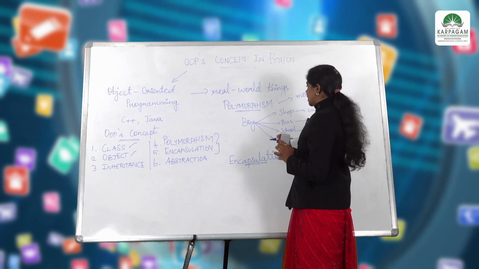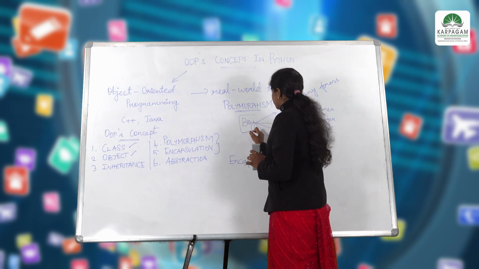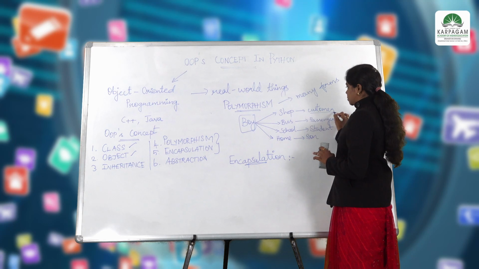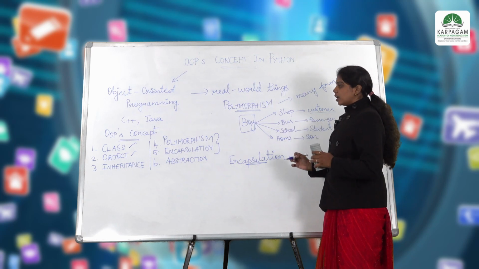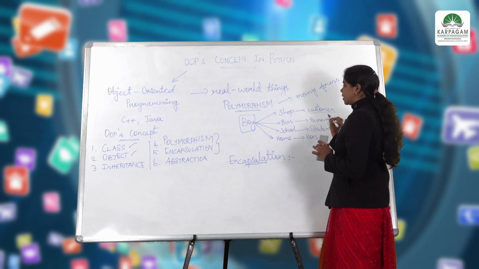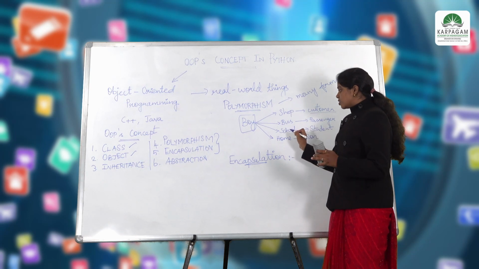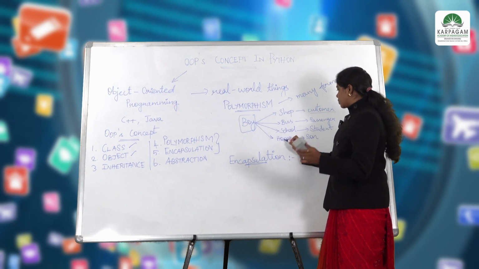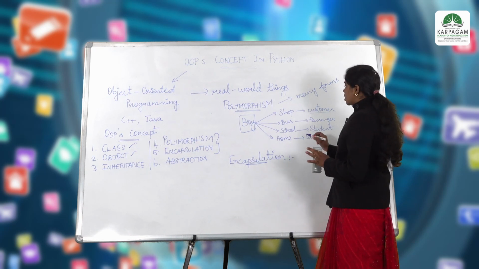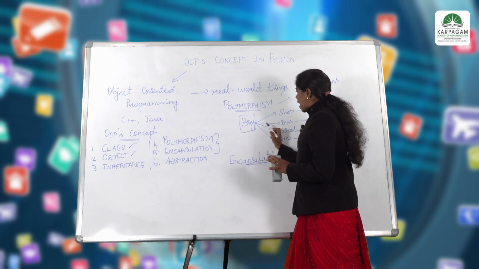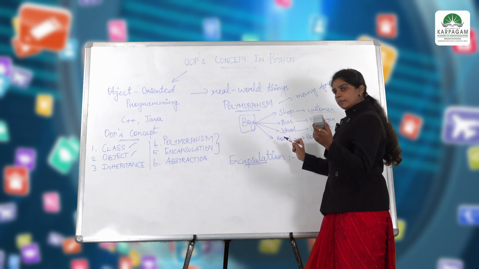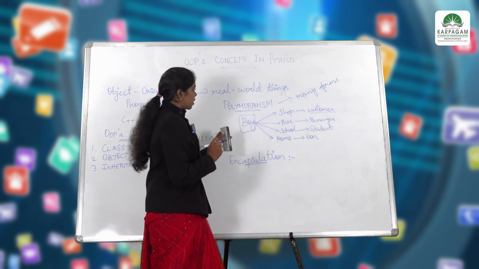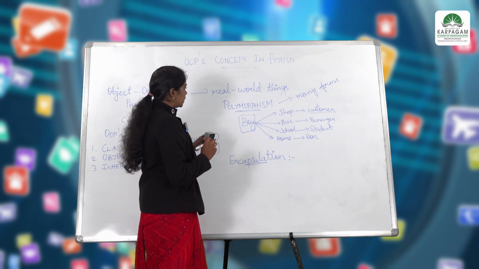I'll explain it easily. If a boy goes to the shop, he will be a customer. Then, if he is traveling in a bus, he will be the passenger. If he is in school, he will be the student. If he is at home, he is the son. So, a single boy has different forms in different places. Likewise, polymorphism is a concept which we are going to implement in Python.